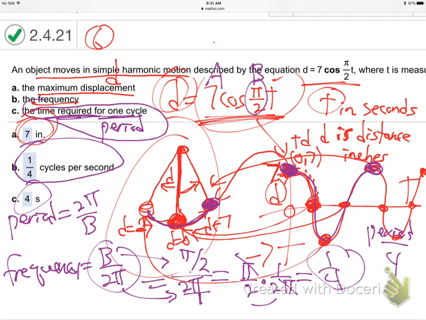Period, 4. 4 over 1, 4. You see that over there? Yeah, 4. The period is 4, which is what I got there. Meaning 4 seconds. If it does 1/4 of its cycle every second, then it does its whole cycle in 4 seconds. That makes sense. So it starts out 7 to the right, goes down, left, down, right again, does that whole thing in 4 seconds. Does its whole cycle every 4 seconds.